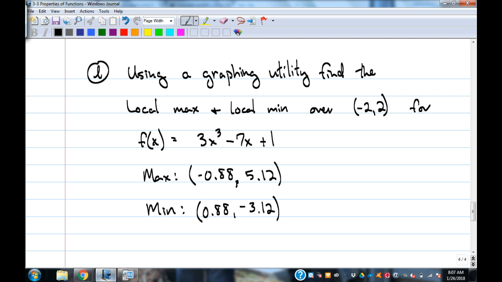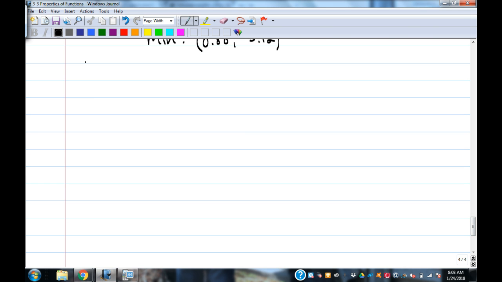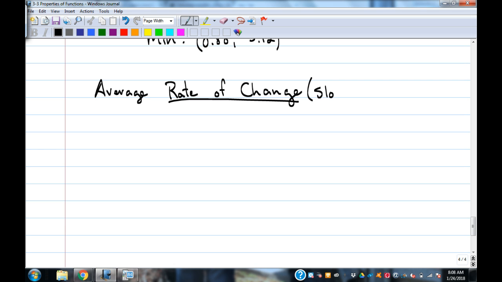All right. A couple more things in this section and we'll be done. Average rate of change. Kind of a review thing here, hopefully. When you see the words rate of change, what should you be thinking? Slope. That's exactly what that is. The slope of a line.